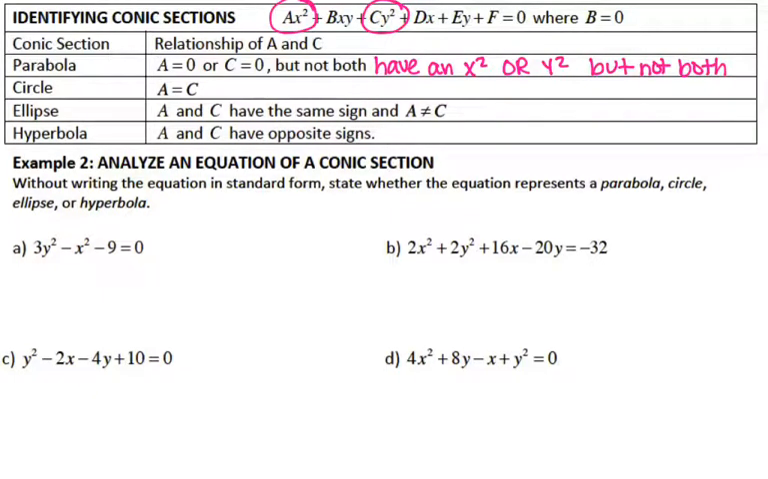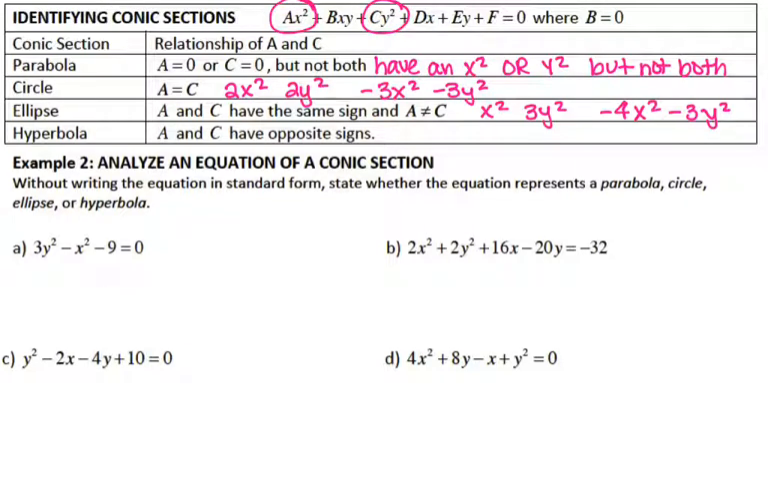For circles, a equals c, which means your coefficients in front of x squared and y squared have to be the same. So for example, like 2x squared and 2y squared, or negative 3x squared and negative 3y squared. They have to be exactly the same for it to be a circle. For ellipses, they have the same sign, but a cannot equal c. So for example, you could have x squared and 3y squared. So they have to either both be positive or both be negative. But again, they can't have the same coefficients, just the same signs.